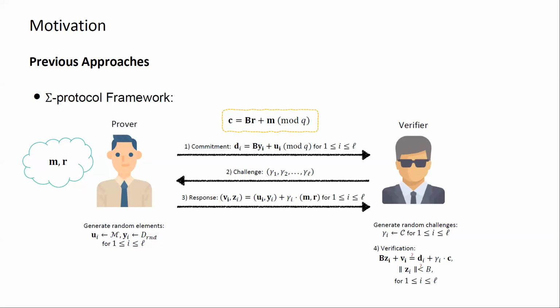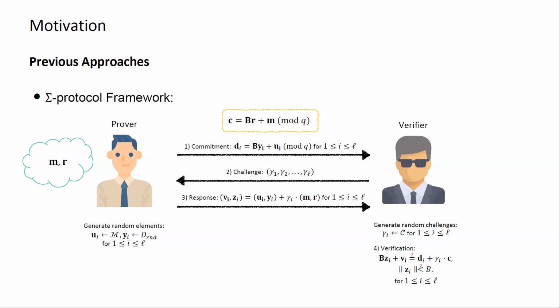So to understand this motivation a bit more precisely, let's look into the previous approach and how it was done. The previous approach usually uses the typical sigma protocol to prove the C equals BR plus M equation. So the prover has an input M and R, and he wants to prove that he knows M and R when C is given, which holds C equals BR plus M.